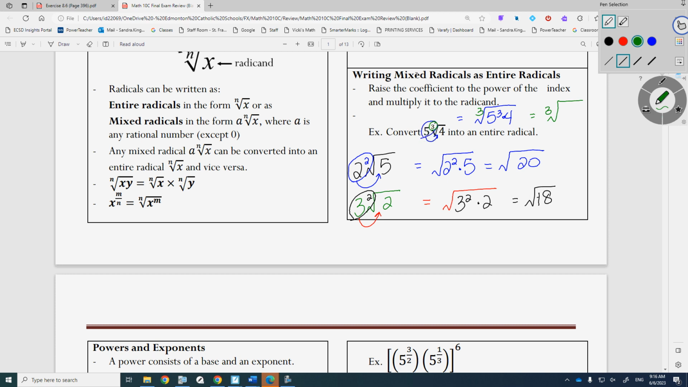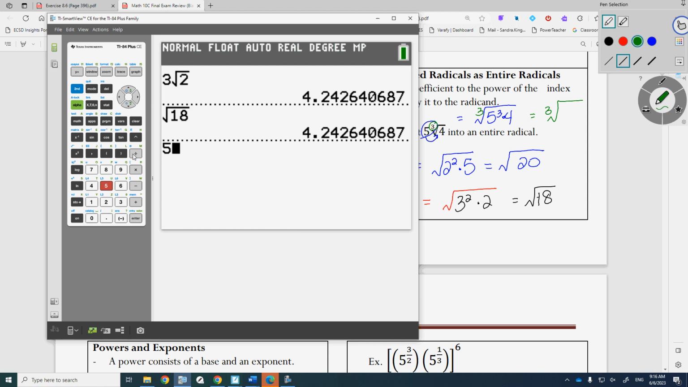How I would type this in my calculator is I'd figure out what 5 to the power of 3 is. It's 125, but again, how I would do that is 5 to the power of 3 times 4. So 125 times 4 is 500, but it's a third root of 500. Okay.